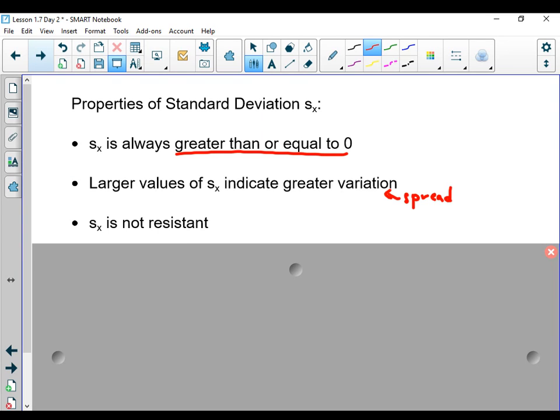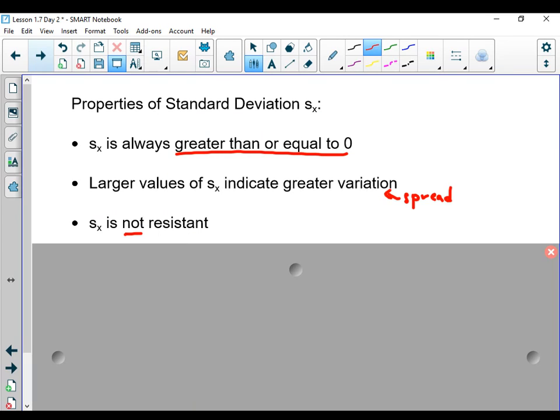Standard deviation is not resistant. Remember the other day we talked about resistant means it doesn't change much if you had a really big or really small value. Standard deviation does change if you have a really big or really small value. It can be moved quite a bit.